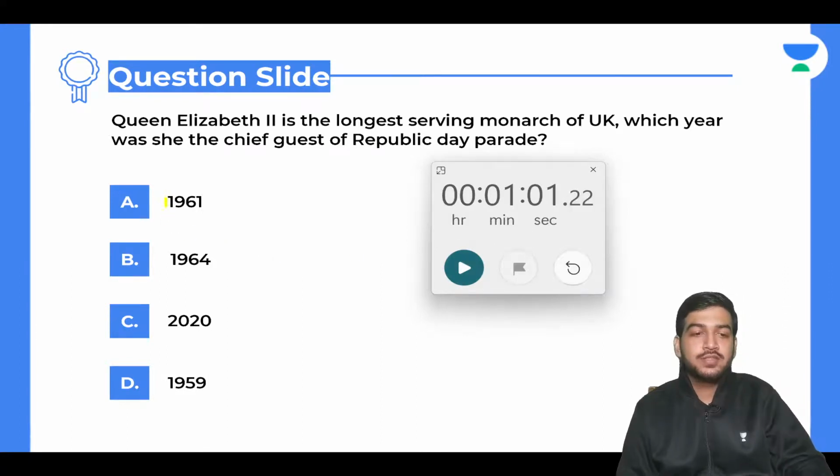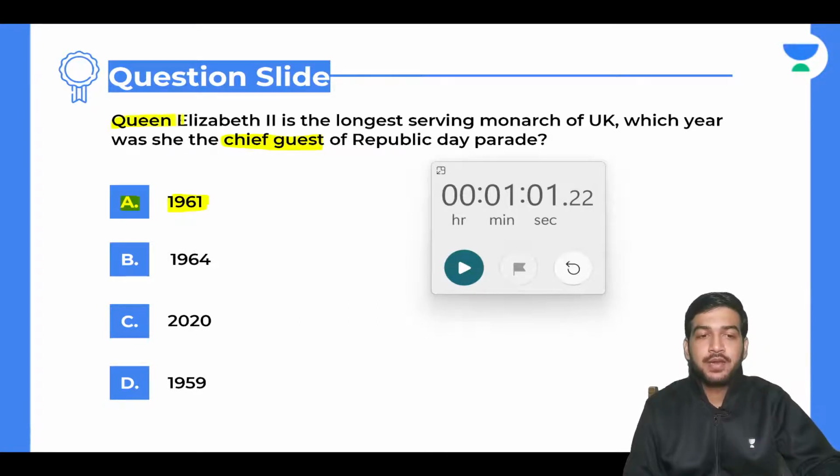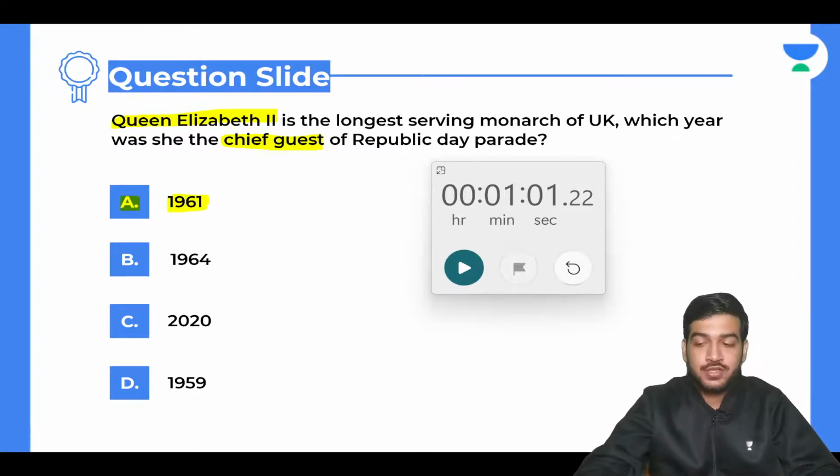So the answer to this question is 1961. That is the only time Queen Elizabeth has been the chief guest of the Republic Day Parade. In 1964 it was Lord Mountbatten. In 1959 it was her consort, Prince Philip, and in 2020 it was supposed to be the Prime Minister of the United Kingdom, Boris Johnson.